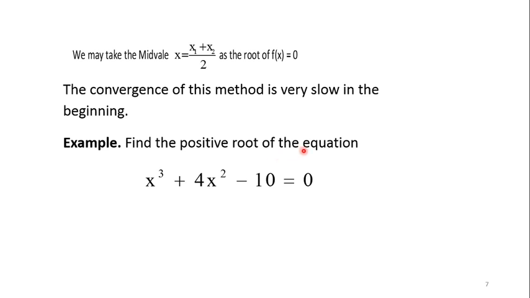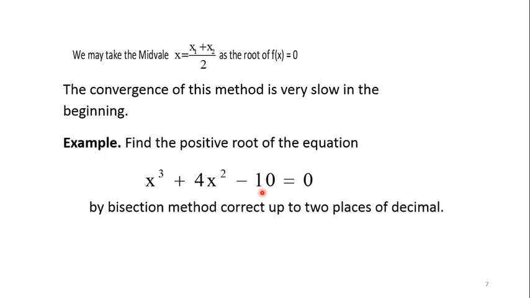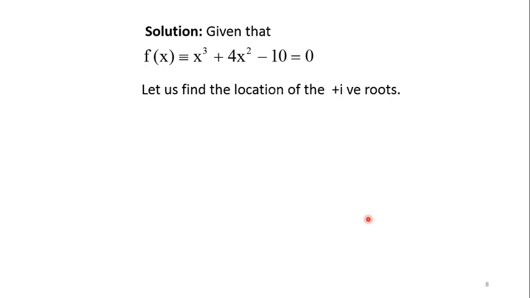Find the positive root of the equation x cube plus 4x square minus 10 equal to 0, by the bisection method, correct to 2 places of decimal. So first of all, we write the given equation. It may be either algebraic or transcendental. Let us find the location of the positive roots.